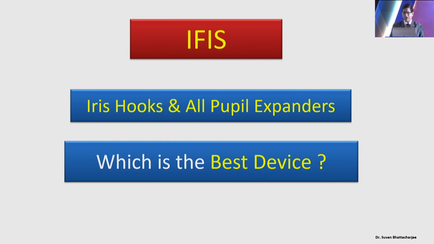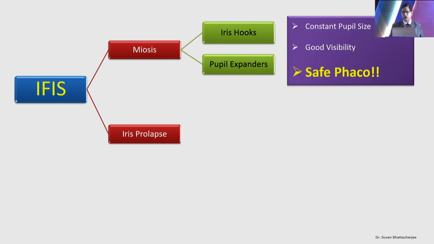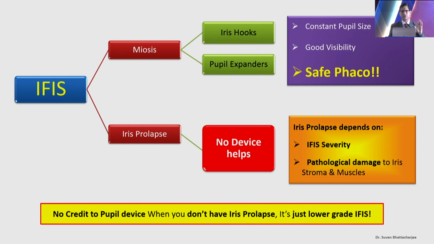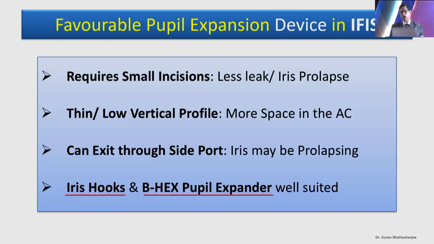IFIS. Now, all of us have our own personal preferences. Most of us would say, I would prefer iris hooks. Some people will swear by the Mulligan ring. Others would swear by the BHEX. Actually, for me, in IFIS there are two components. Meiosis: iris hooks or pupil expanders provide a constant pupil size, good visibility, safe phaco, nothing more than that. Iris prolapse: no device works. It's the severity of the IFIS that day, that eye, which matters, whether you're using hooks, pupil expanders, anything. It's that day, that eye, how bad it is.